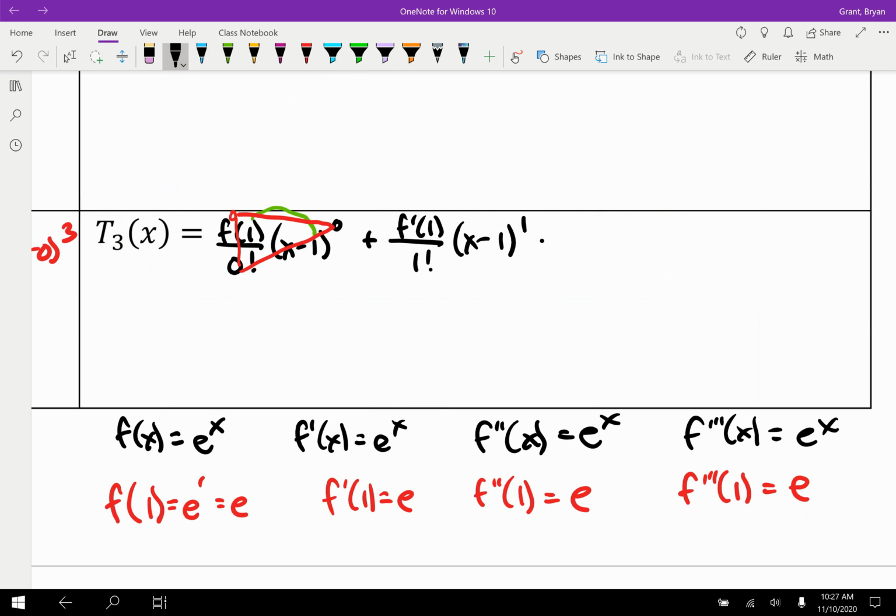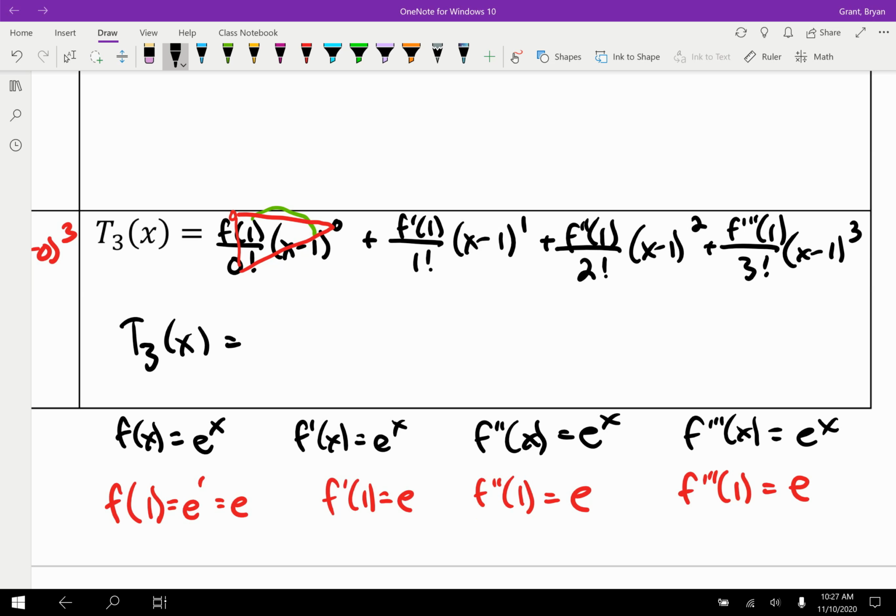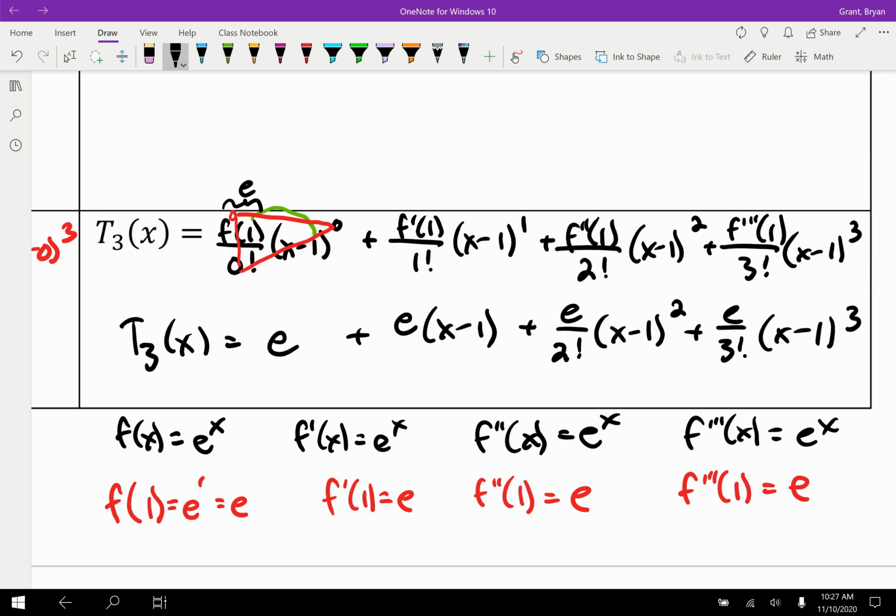All right, as we continue through, we have f prime of 1 over 1 factorial times x minus 1 to the first. And you're like, ooh, 5 things match. Exciting, but not really. Double prime of 1, 2 factorial, x minus 1 squared. And now you can go back to those matches again. Third derivative, 3 factorial, x minus 1 cubed. All right, simplifying, putting everything down, I think we can probably skip to our last simplified step. F of 1 is e. Everything else becomes 1. So we get e plus e times x minus 1 plus e over 2 factorial times x minus 1 squared, e over 3 factorial times x minus 1 cubed.